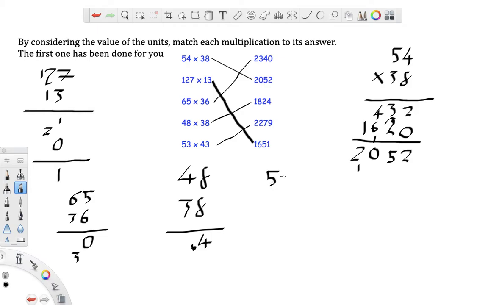So we've got 53 times 43. Again, we only have to check the units. 3 times 3 is 9. That ends in a 9. So we're happy.